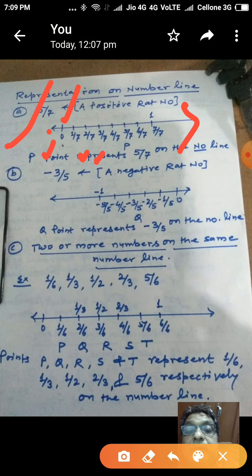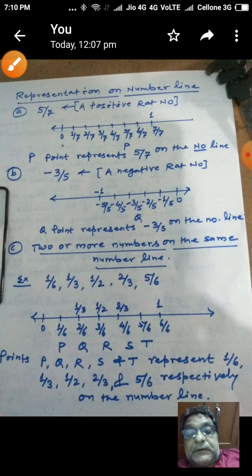We will go up to 7 by 7, which is equal to 1. Now our number is 5 by 7, so here is 5 by 7. We will write there some name of that place, say P, and now we just make the statement that P represents 5 by 7 on the number line.